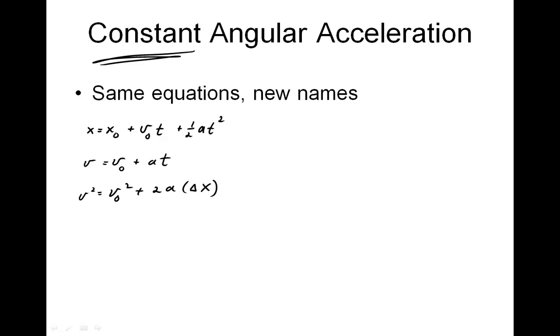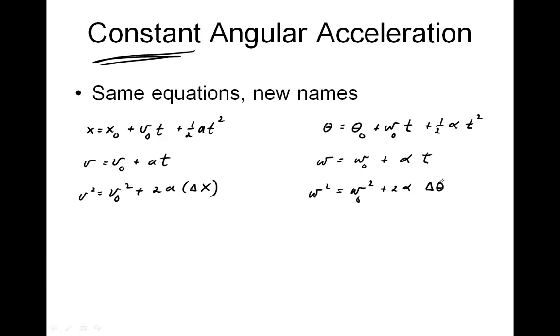Well, now I have constant angular acceleration. The equations haven't changed, but we're going to change all the symbols to the angular symbols. So angular position equals initial angular position plus initial angular velocity times time. Time is the one thing that stays the same in the linear world and in the rotational world. And then plus 1/2 the angular acceleration, which is alpha, times t squared. Angular velocity equals the initial angular velocity plus the angular acceleration times t. Angular velocity squared equals the initial angular velocity squared plus 2 times the angular acceleration times the angular displacement.